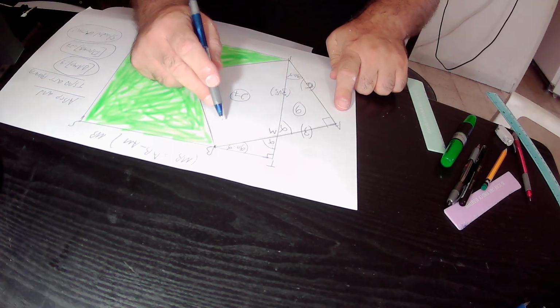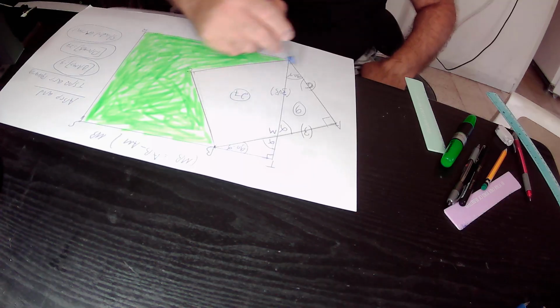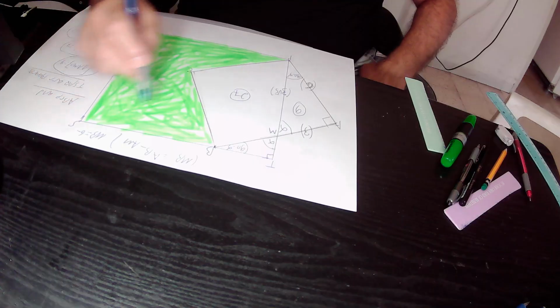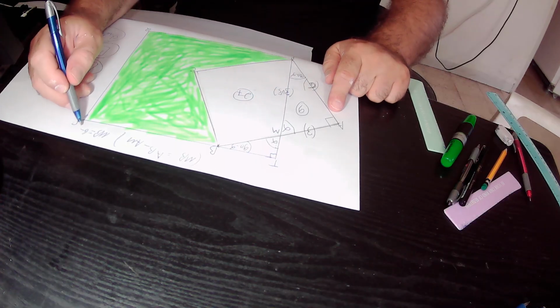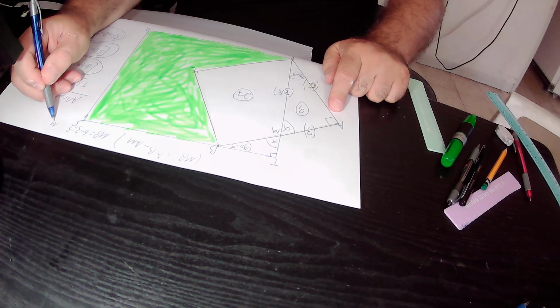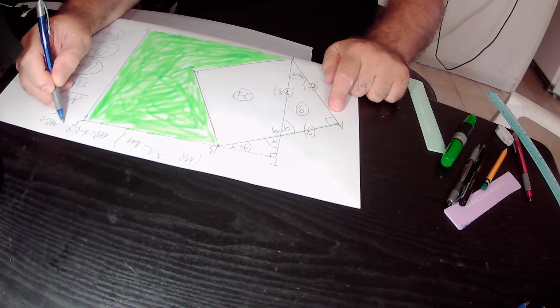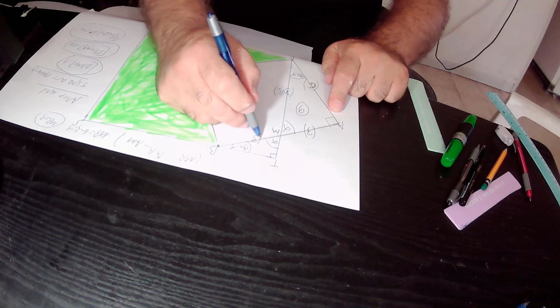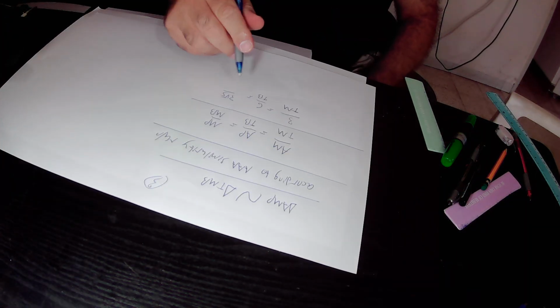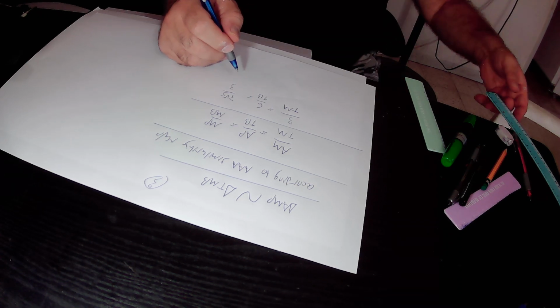So MB equals AB, 6, because all the sides of a square are equal to each other, minus AM. AM equals 3 units in its length. 6 minus 3 is 3. So we found out that MB equals 3 units in its length. MB is 3.